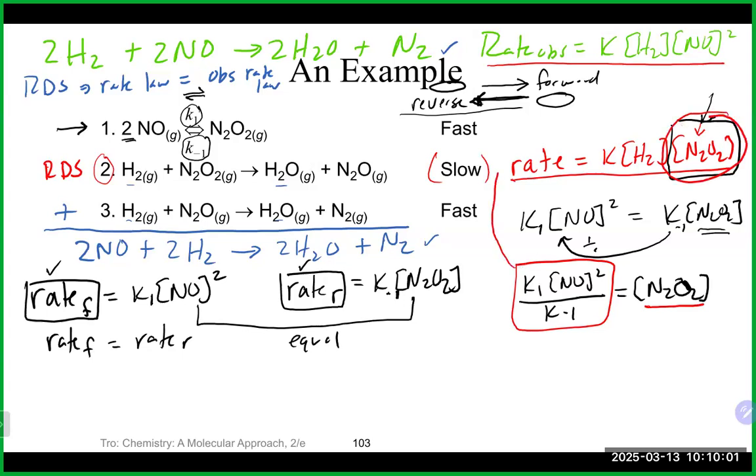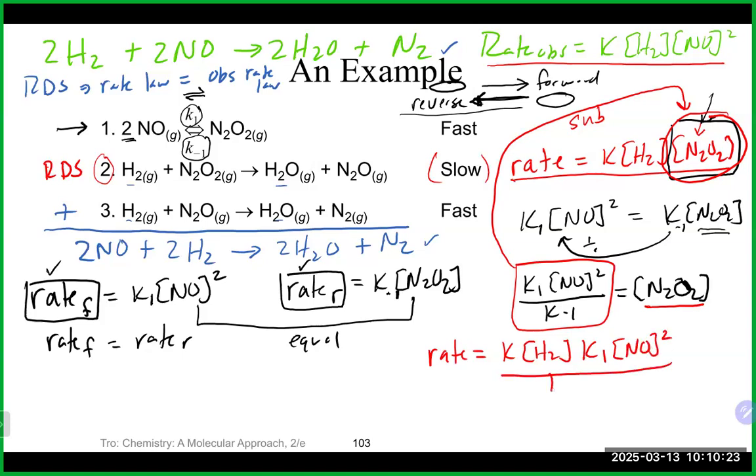So I could take this entire thing and substitute it into my original rate law that I wrote for that second step. And if I do that, I will end up with the rate equals K H2, and I'm just going to write everything out, K1 NO squared divided by K to the minus 1, right?